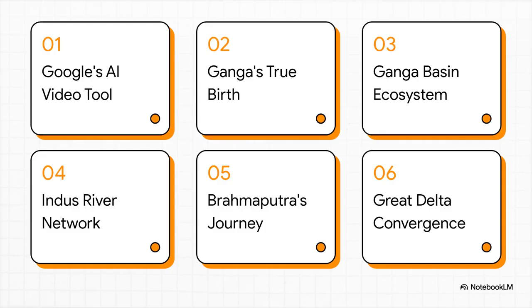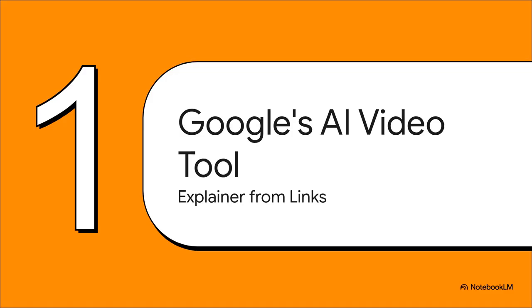Okay, let's dive into this. On our agenda today, we've got 1. Google's powerful AI video tool. 2. Unlocking Ganga's true birth. 3. The Ganga Basin ecosystem. 4. The Indus River network. 5. Brahmaputra's wild thriller journey. And finally, 6. The Great Delta Convergence. All right, let's kick things off with Section 1, Google's powerful AI video tool, transforming links into a cinematic explainer.